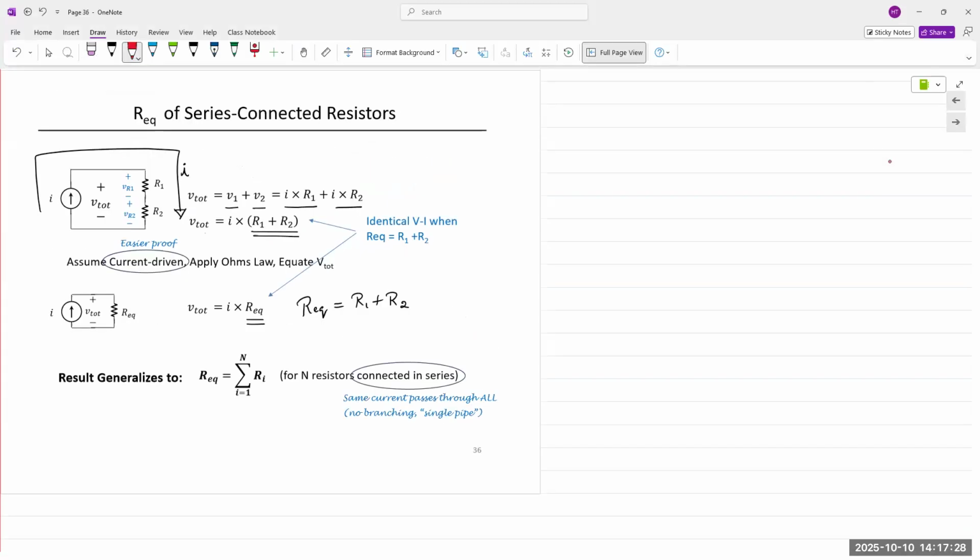So mathematically, we can state Req for series connection of resistances is simply the sum of all those resistances. Add them all up. Doesn't matter what values they have. They could have the same values. They could have different values. It's simply a matter of summing them all up.